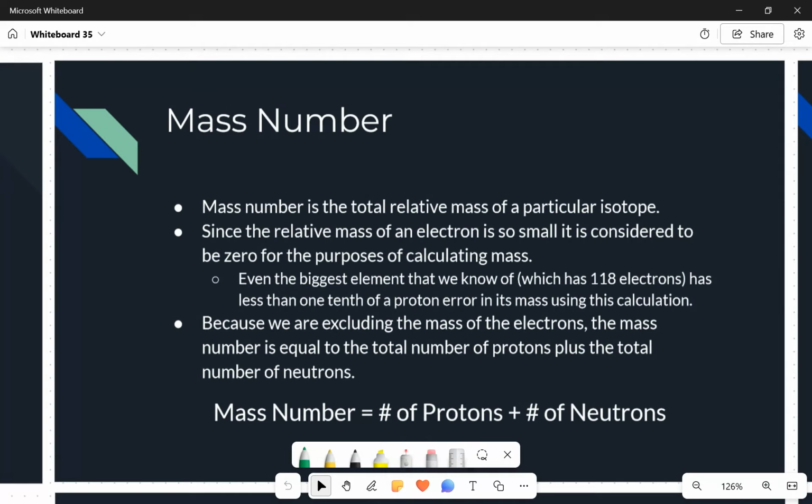Mass numbers are unique to individual isotopes of an atom. This is different from the mass that's listed on the periodic table because it's specific to one particle. Okay? So the mass number is always going to be equal to the number of protons and the number of neutrons added together. So for instance, let's say you had a carbon atom that had 6 protons and 6 neutrons, its mass number would be 12.